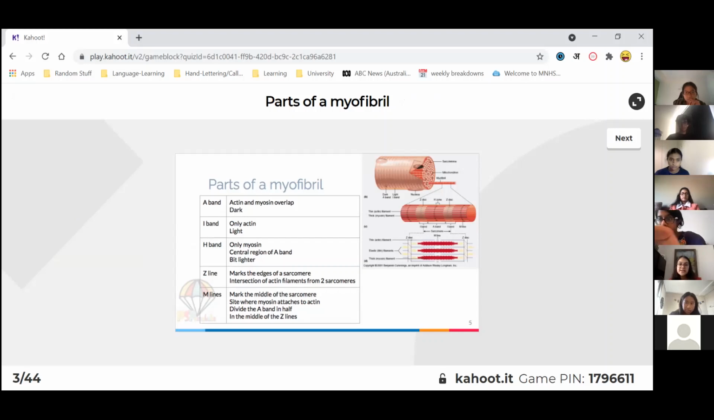The A band is where the actin and myosin overlap, and it comes up as dark on histology. The I band is only actin. H band is only myosin, and it's basically just the middle of the A band. The Z line marks the ends of a sarcomere, and it's where the actin filaments from the two sarcomeres interact. So you have only actin there. And the M lines are right in the middle of the sarcomere, so they divide the A band in half and are in the middle of the Z lines.